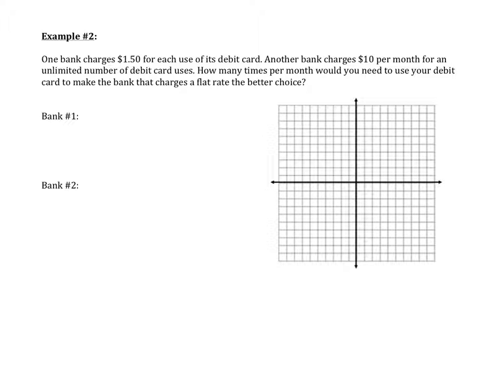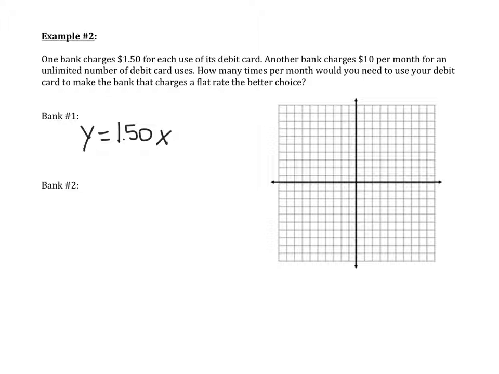First, we're going to have to come up with some equations. It says one bank charges $1.50 for each use. So if x is the number of uses, and it says each use, that means I'm going to multiply. So my equation would be the amount I'm paying, y, would be equal to $1.50 times the number of times I'm using my debit card, x. So I'd have y equals 1.50x.